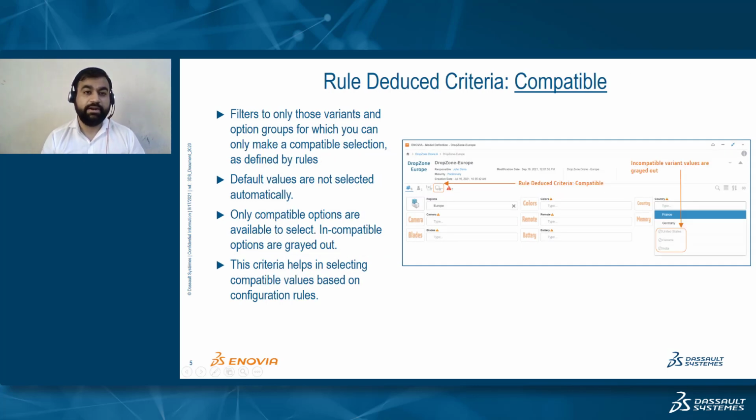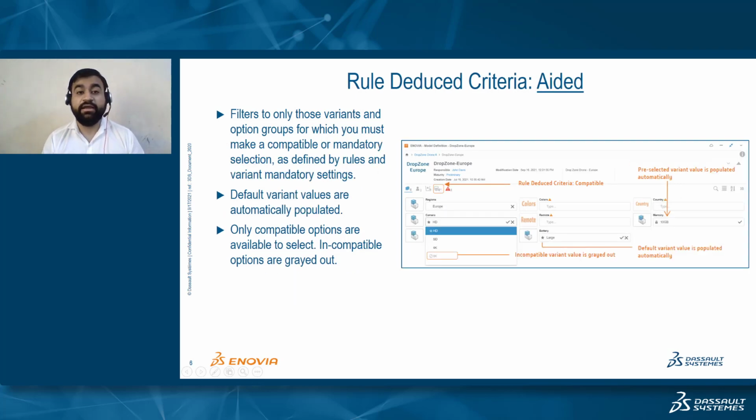With the compatible criteria, configuration rules are applied due to which you can only select the compatible variant. All incompatible variants are grayed out. However, default variant or pre-selected variants are not auto-populated. With the added criteria, configuration rules are applied and default variant is also populated automatically. All the incompatible variants are grayed out, which means you can only select compatible variants.